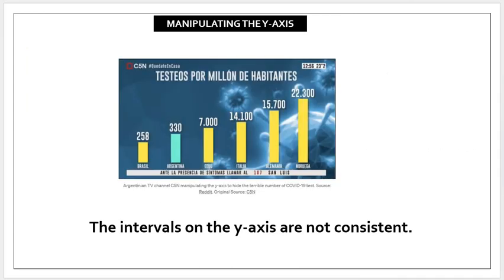And just to show you that misleading graphs are not just something that occurs in the United States, we have a graph here that is misleading, that is from Argentina, and this is based on information about the number of COVID-19 tests available. And it looks like there's really not that much difference between how many tests are available from Argentina and some of the other countries.